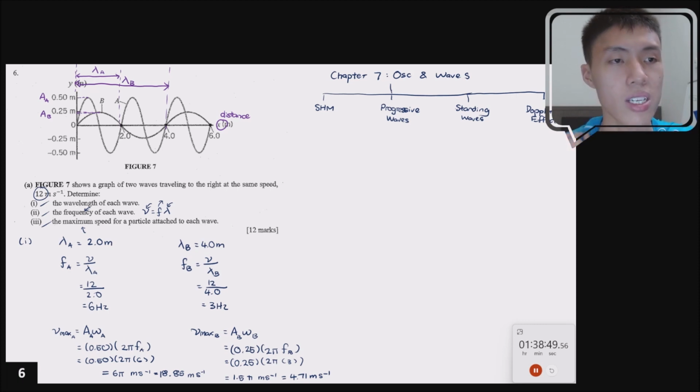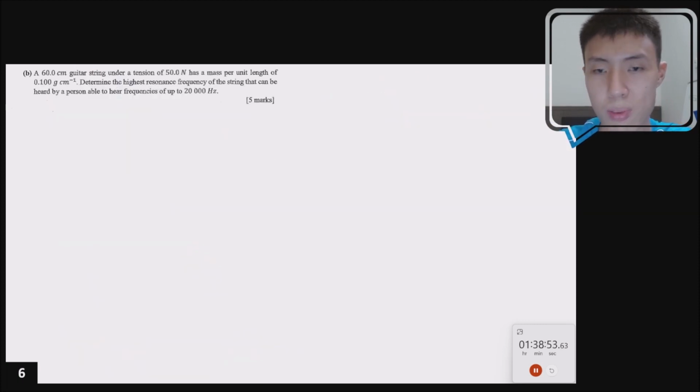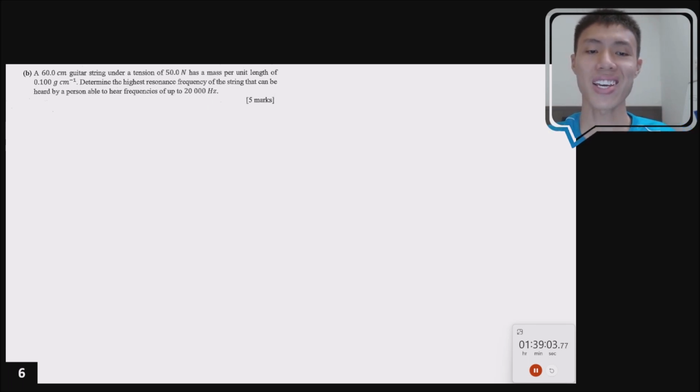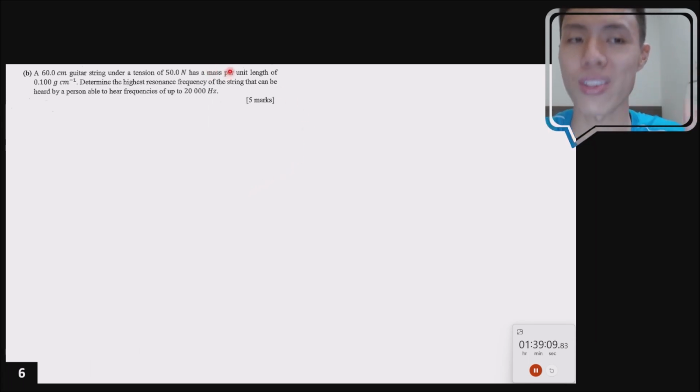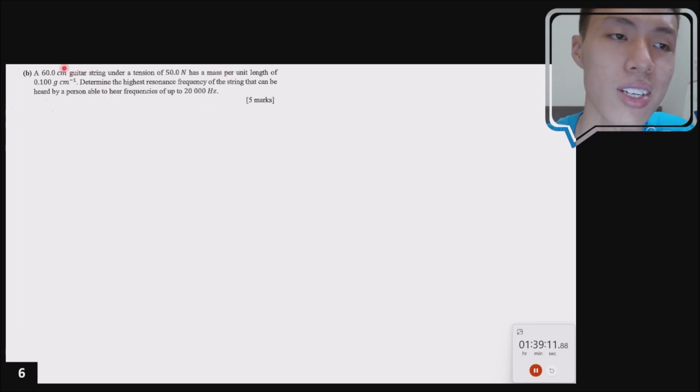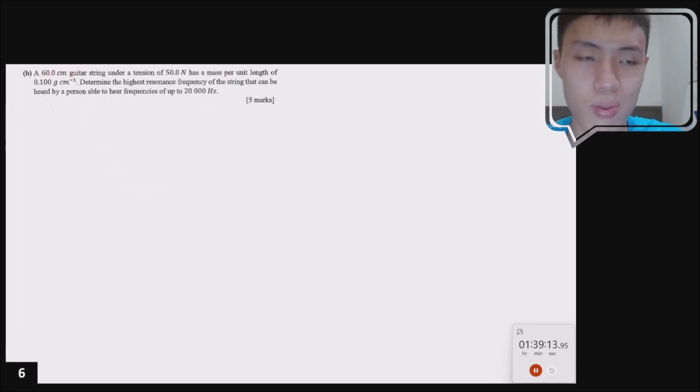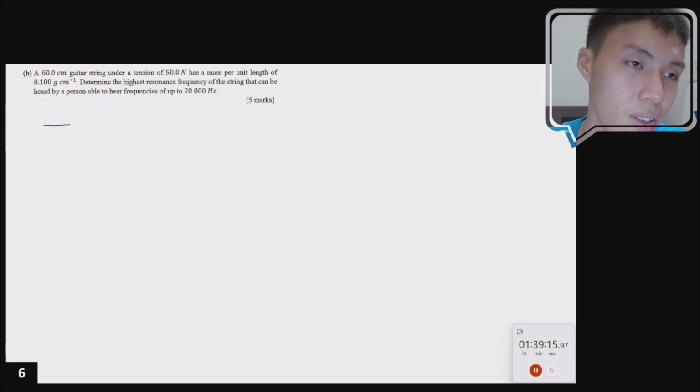Okay, so this is question 6a. Let's move to question 6b. Question 6b, you have a 60 cm guitar string under a tension of 50 Newton. Always see if you have a guitar string under tension, you need to find the speed somehow, because later they give you something about the mass. I think we do too many questions that we can already predict the pattern. So this is a 60 cm guitar string. Let's sketch it right now.